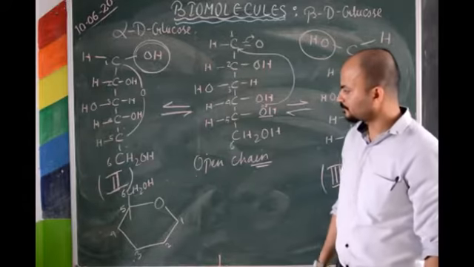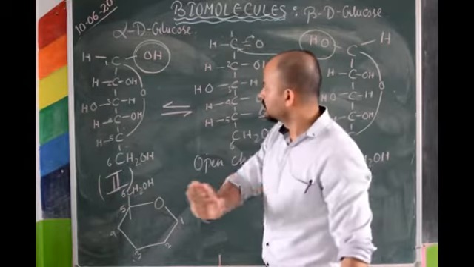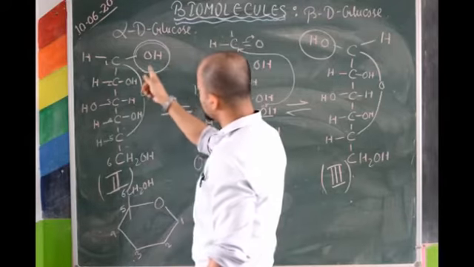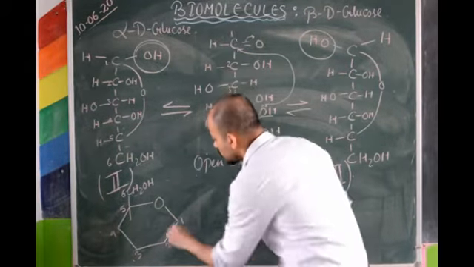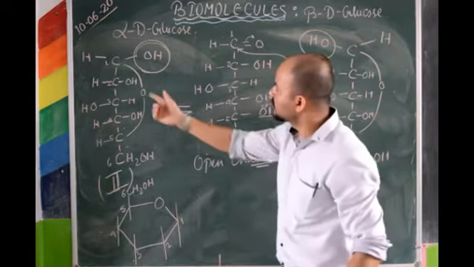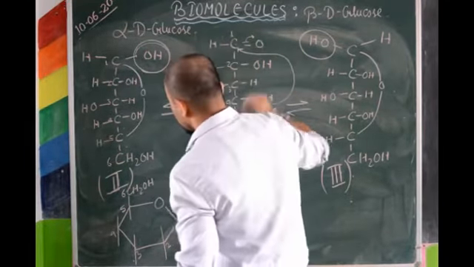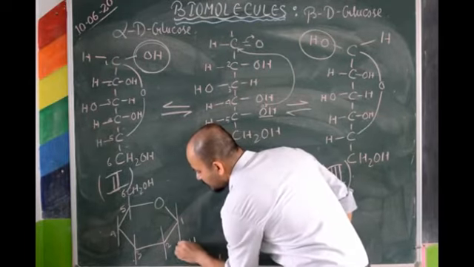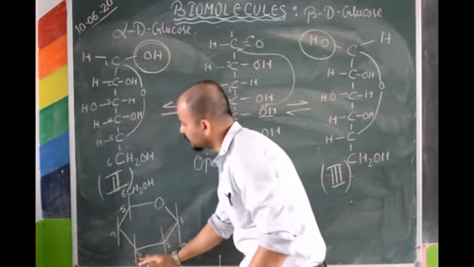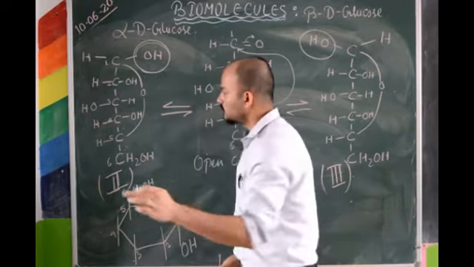Okay? Now, while writing these groups, you have to remember one thing. Whatever OH groups are present on the right hand side, you write below this ring. So I am starting with carbon number 1. Carbon number 1, OH group is attached on the right hand side, so you have OH group on the below side. And which are on the left hand side, I am going to write up here. Okay? So hope this is clear.